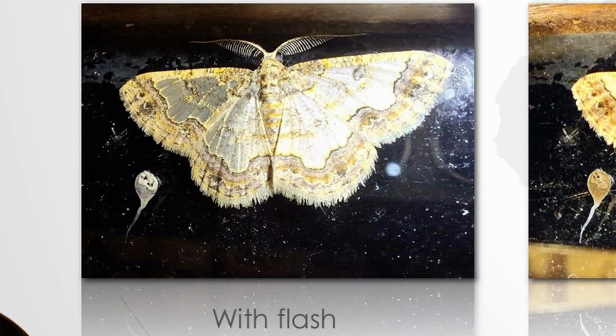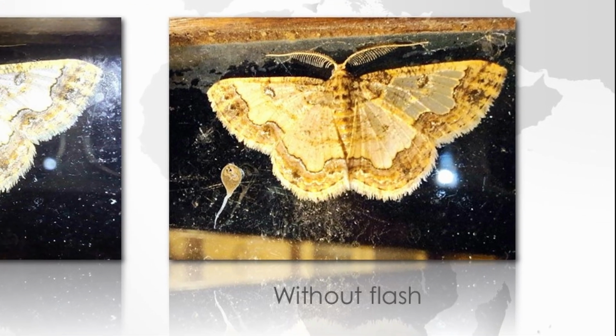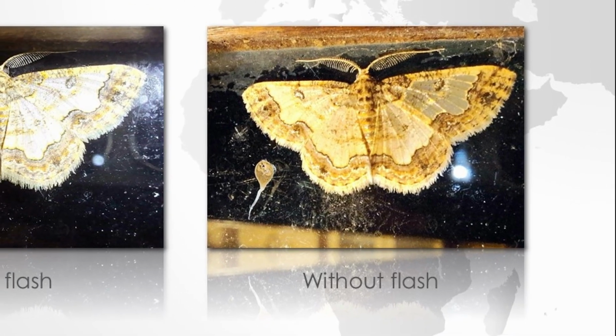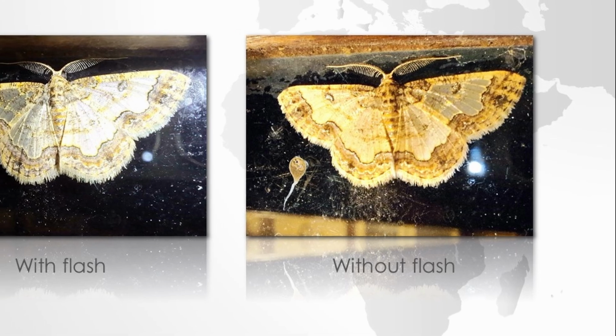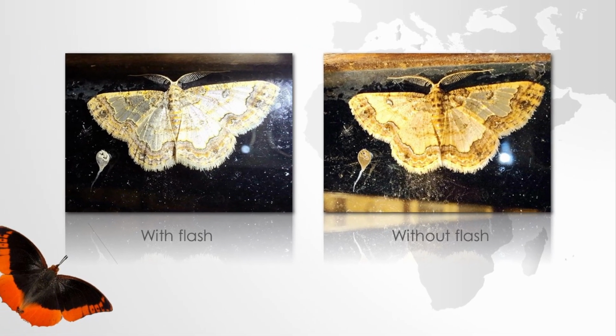For many macro modes, whether this is with a phone or a camera, the flash might have to be on. This shines additional light on the subject, but it may change the color a little bit. When possible, try to always take some photos with a flash and then without the flash as well.